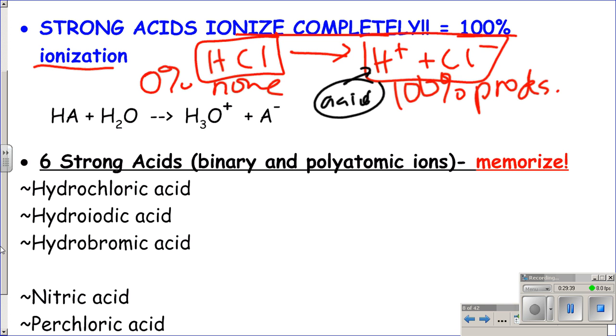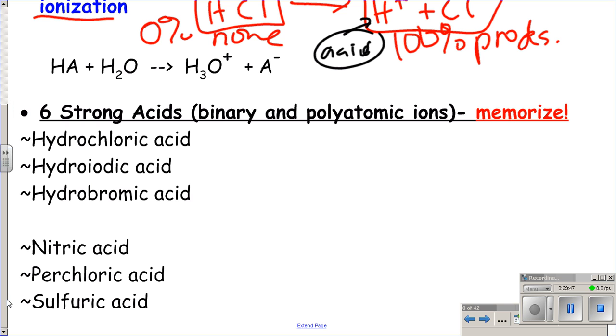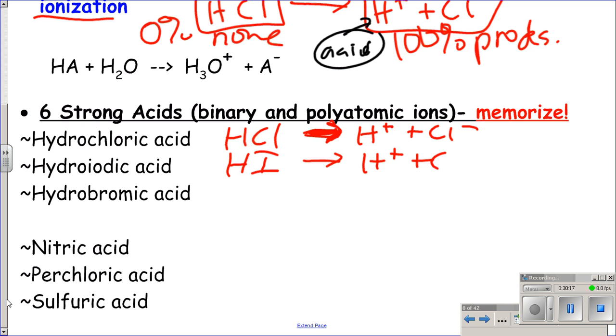Okay, so there are only 6 strong acids in the world. There are only 6 of them that ionize 100%. They are as follows. You must know these. Give me the formulas. And how does it ionize? See that single arrow here? This single forward arrow is telling me 100% ionization. If you wrote two arrows, a back-and-forth, reversible arrow, it would mean something different. We're going to talk about that in a little bit. Next one, HI. It ionizes 100% too, into H+ and I-.